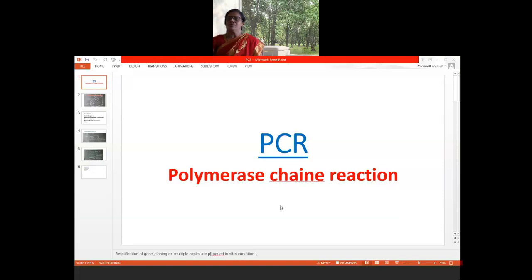Today we are going to see the PCR, polymerase chain reaction. आज हम देखने जा रहे हैं PCR टेक्निक पॉलीमरेज चेन रिएक्शन. क्या होता है मतलब पॉलीमरेज चेन रिएक्शन का मतलब क्या होता है?